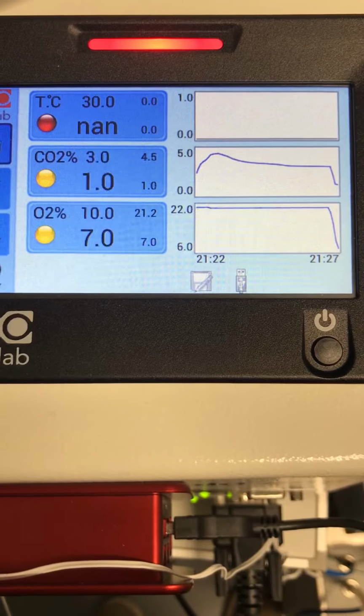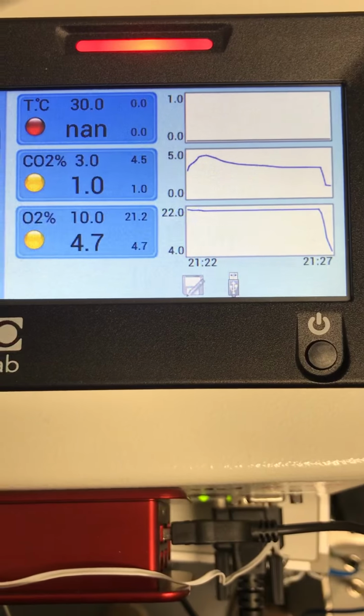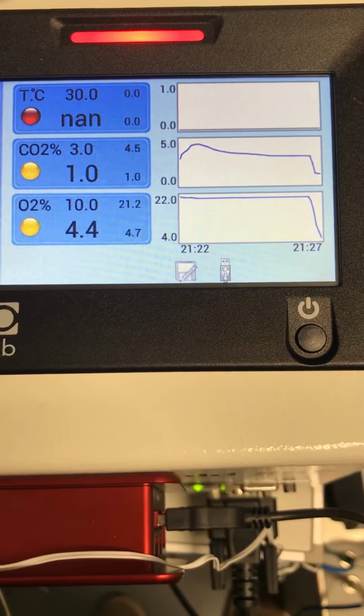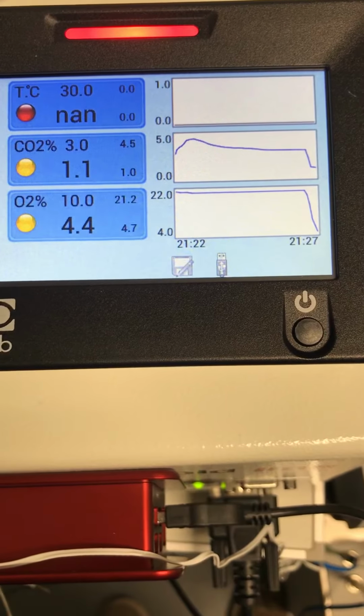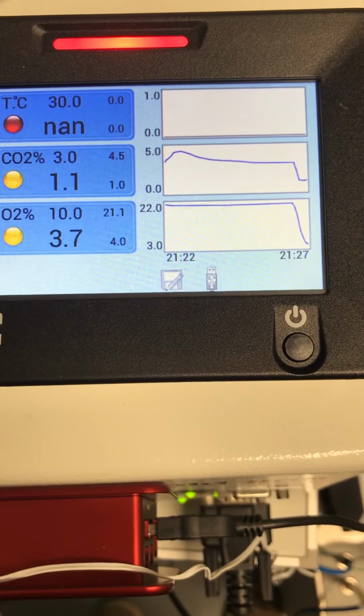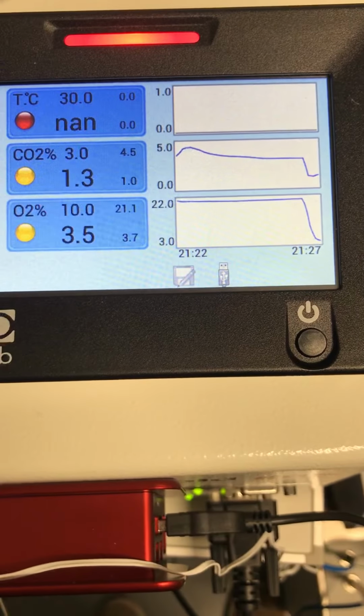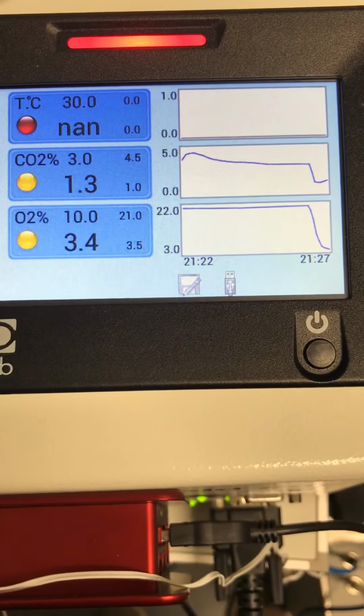You can see that the CO2 level has dropped to 1%, and the oxygen has dropped to 3.5%.